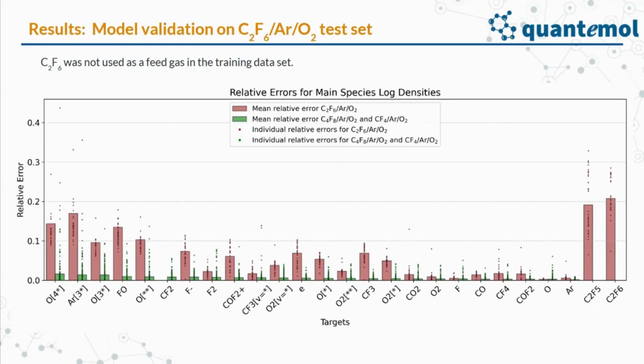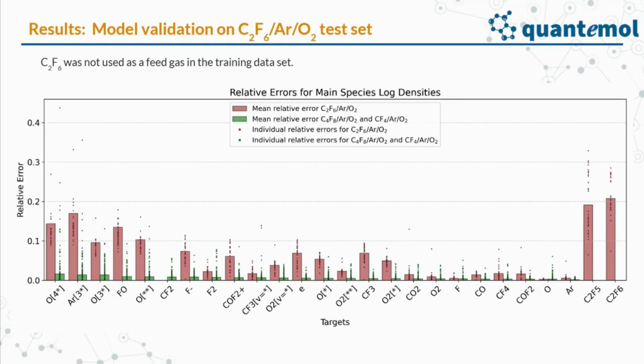So overall, of course, the errors for C2F6 are quite large. In some cases they reach 30-40%, but for most species the errors are within 10-15%, which is quite a good result.